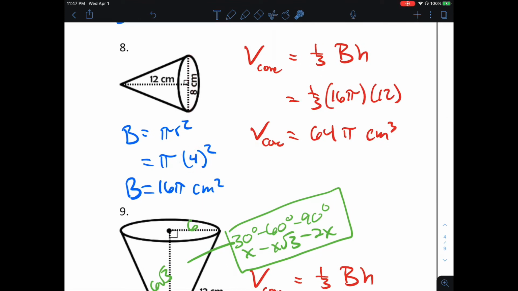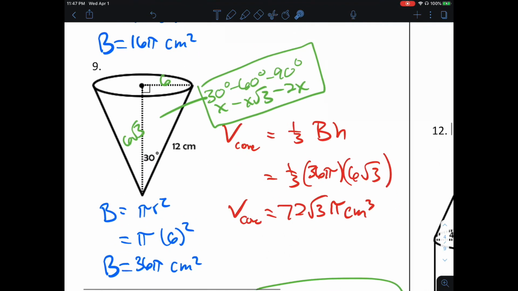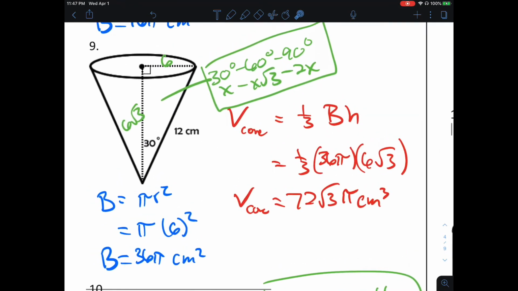The diameter is 8, therefore the radius is 4. 4 squared is 16, so the area of the circle is 16 pi. This cone has a height of 12, so it's a third. That's the formula for the volume of a cone. Area of the base times the height of 12. A third of 12 is 4. 4 times 16 is 64. And then we've got a pi in there and cubic centimeters.